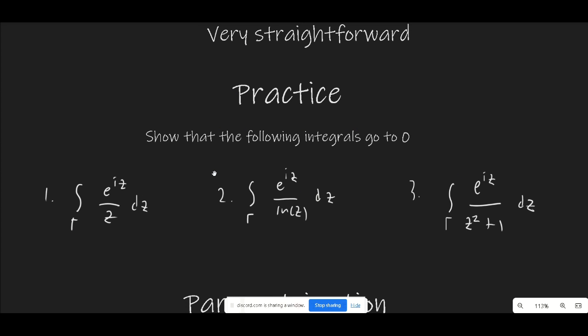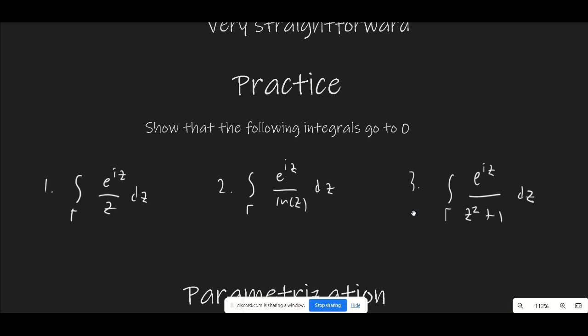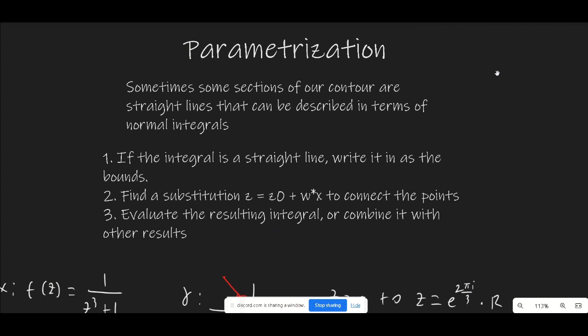So I have a few practice problems for this, but in general, if you don't want to learn Jordan's lemma, I'm pretty sure for almost every example you can also use the estimation lemma. Except for this one right here, where you wouldn't be able to use the estimation lemma. But here are 3 examples, and show that the following integrals go to 0. For natural log of z, don't worry about its lack of analyticity, don't worry about the fact that it's not analytic at some points, because that's just worry about the actual convergence of the integral here. So show that the following integrals go to 0.